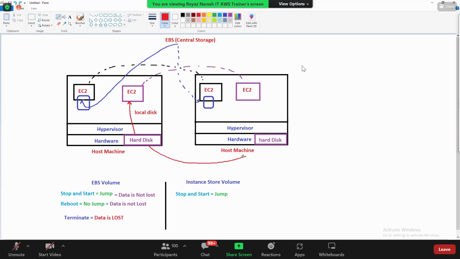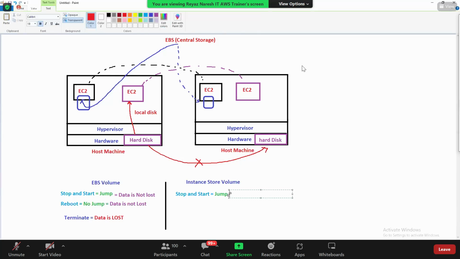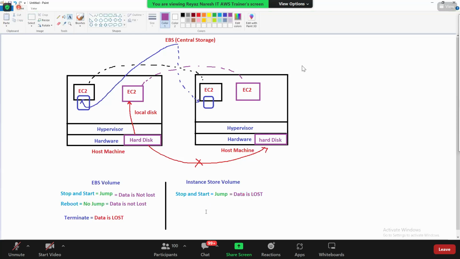Locally, no? So that means if you stop and start the EC2 instance, is data lost or not? Lost. Did we learn that? This data is lost. Overall, if you stop and start the instance, what will happen? Data is lost. The reason is the local hard disk, and you will get a fresh hard disk from here. All your data is lost; you will freshly get the hard disk again.